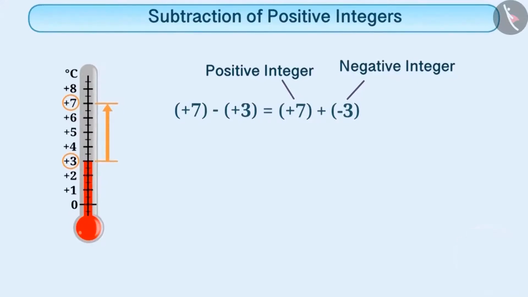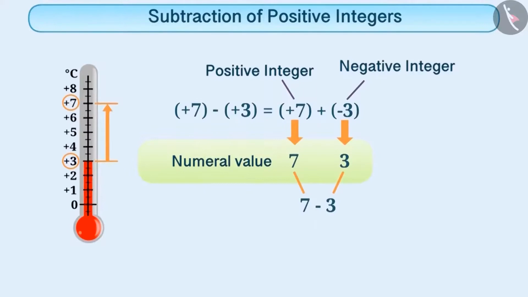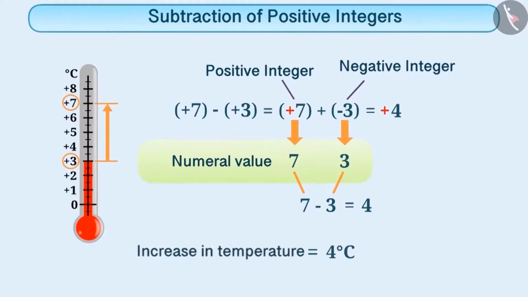Let me tell you. To find out the sum of these, first, we will find the numeral value, that is, the number without a sign. The numeral value of +7 is 7, and the numeral value of -3 is 3. Now, we will subtract the smaller numeral value, which is 3, from the larger numeral value, which is 7. The result obtained is 4. Now, we will put the sign of the number whose numeral value is larger, which is plus. Therefore, the result will be +4. From the result, it is clear that there is an increase of 4 degrees centigrade in the temperature.